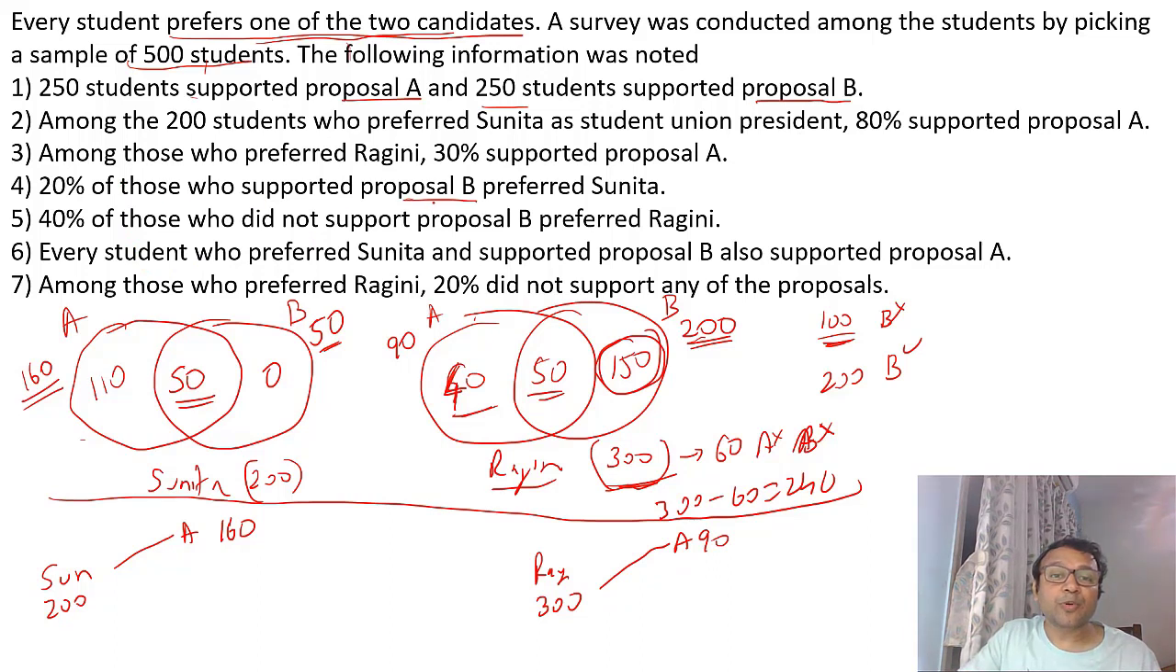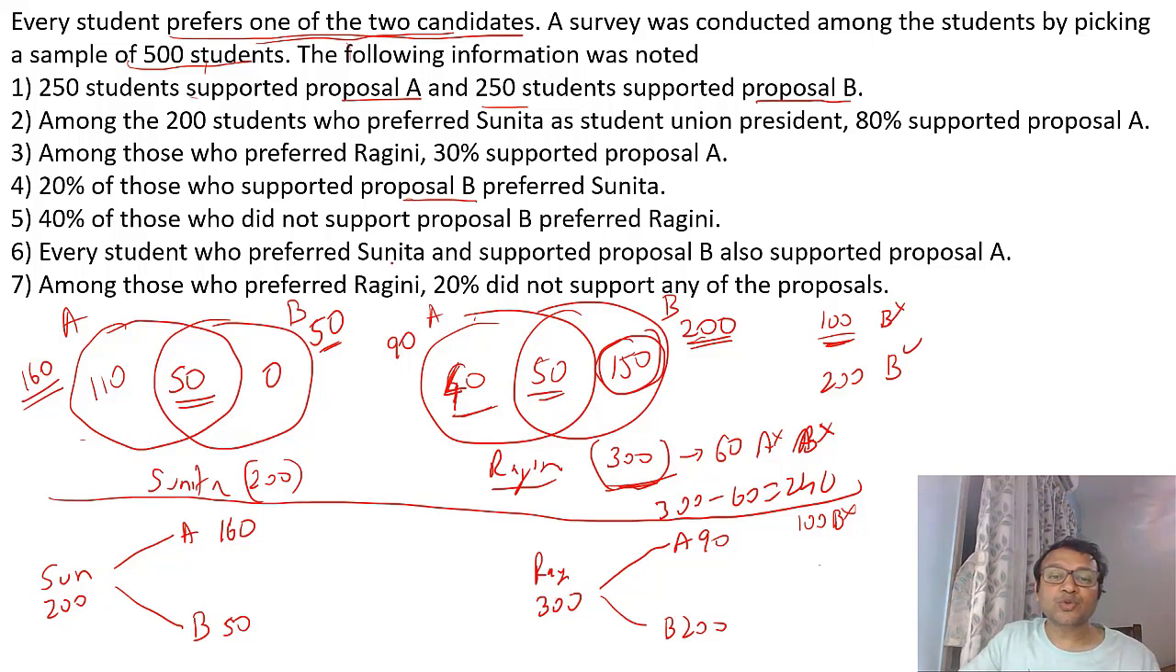20% of those who supported proposal B preferred Sunita. So proposal B is 250. After that, 20% is how much? 50. So 50 supported Sunita. 40% of those who did not support B preferred Ragini. Okay, those who did not support B, how many? 250 did not support B. From that 40%, 100 people who don't support B support Ragini. That means the remaining 200 people who support B support Ragini.